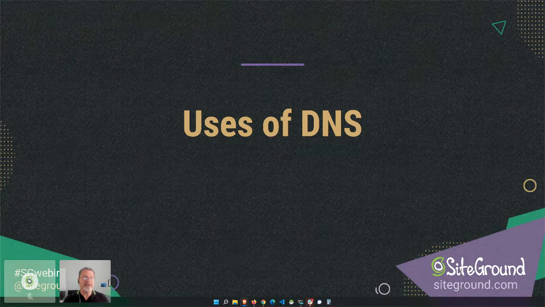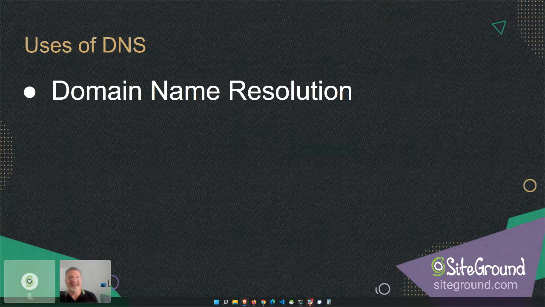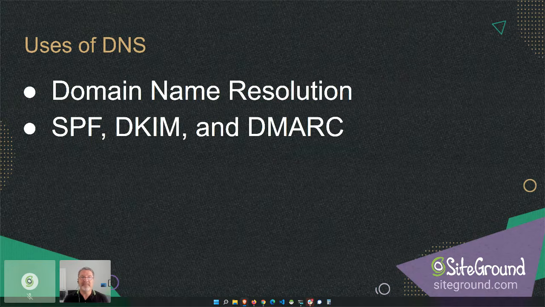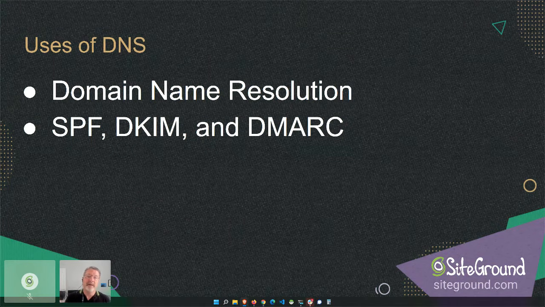So what are the uses of DNS? Well, domain name resolution, duh. Converting domain names to IP addresses. That's probably 85% of what we use the DNS for, okay? But the rest of it, remember those text records we talked about? Those are SPF, DKIM, and DMARC records. And those help us secure email, because email is not secure.